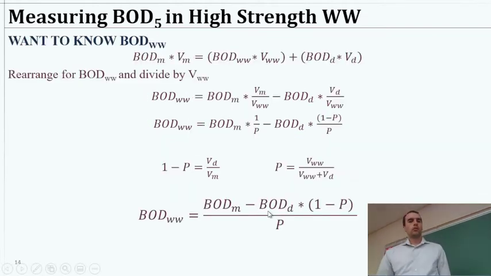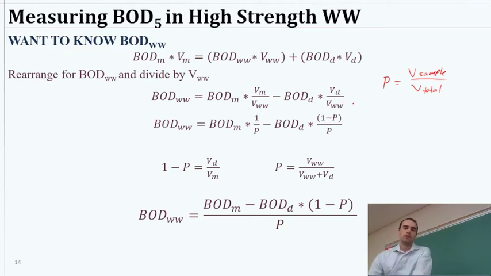Okay, so we have this equation then. Essentially, the BOD in our mixture is the BOD of the wastewater times that volume plus the BOD of the dilution water times that volume. So very straightforward there. What we can do with that is rearrange and solve in terms of P, which was our dilution factor, which was the volume of the sample divided by the volume total.